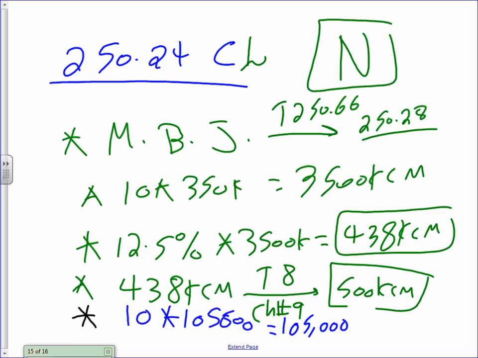Should read 1,056,000. 1, 5, and there's a 6, and 0, 0, 0. This is how it reads. Did you do the math right? 105,600. Yep. Okay, now this will translate into 1056 KCM. Is this bigger than 500 KCM? Am I good? Yes.